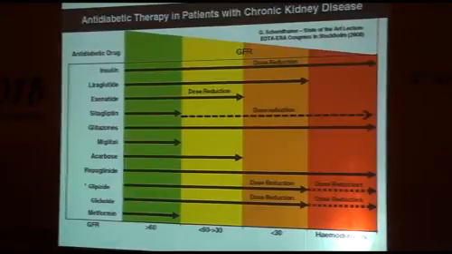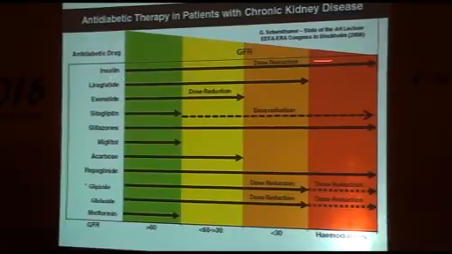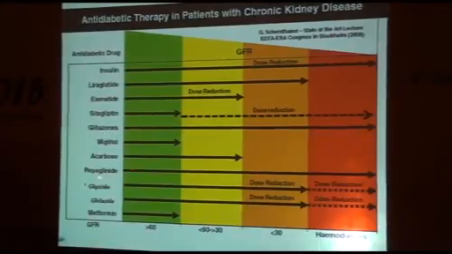So this will give a snapshot of what's to be used at various stages. Insulin can be used in all stages, even in those on dialysis. Similarly, the glitazones, and repaglinide can be used in all stages. Similarly, glipizide can be used in all stages, but not in those on dialysis.